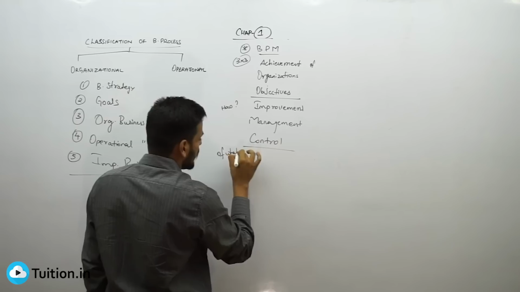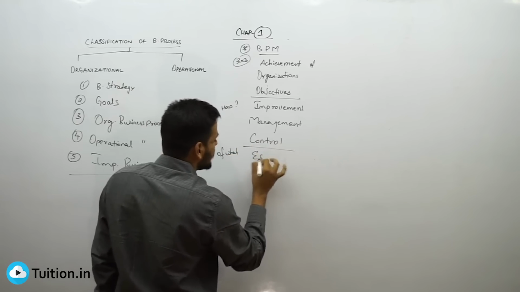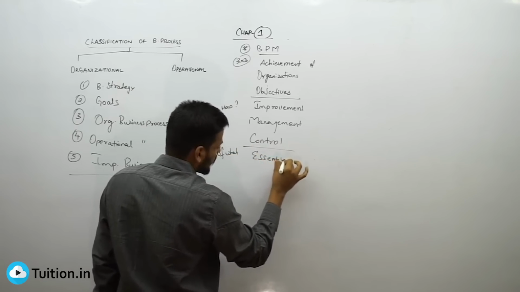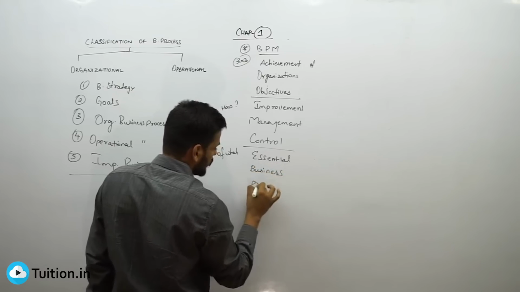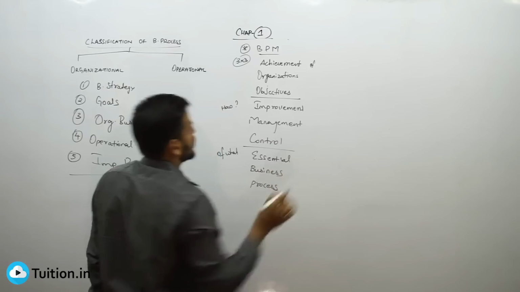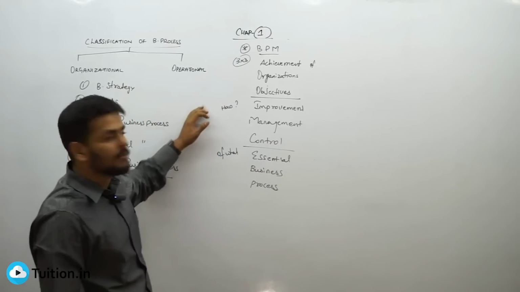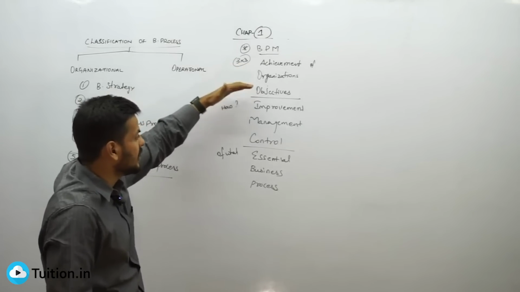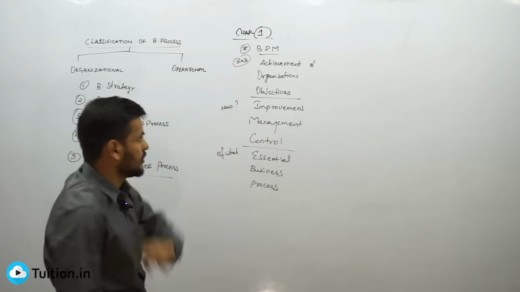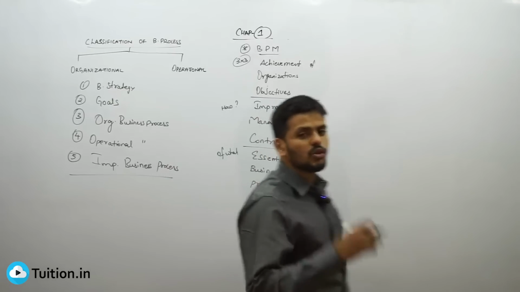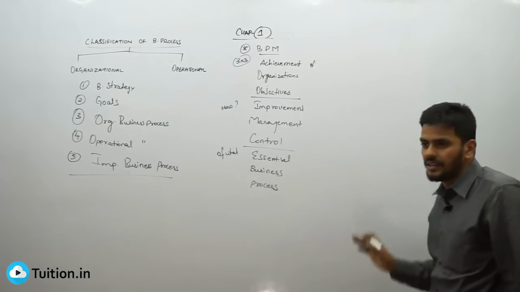What are you improving? You're going to improve the essential business processes. Essential business process. Guys, this is a simple definition of BPM: achievement of organization's objectives through improvement, management, and control of essential business process. Right, then let me take you through two very important short answer questions after this.